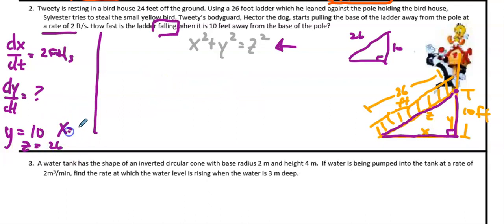And then using Pythagorean theorem, you know that x is going to be equal to 24. Okay, so those are our problems. So we have our equation, which is always step one. Our second step is always to write over here to the side what we have. The third step is to implicitly differentiate this. And so let's go ahead and do that.